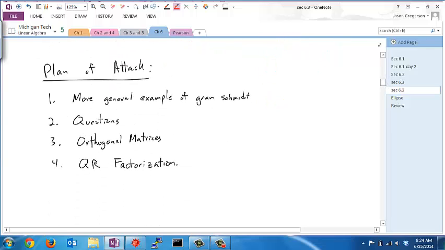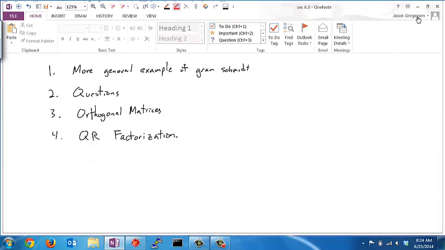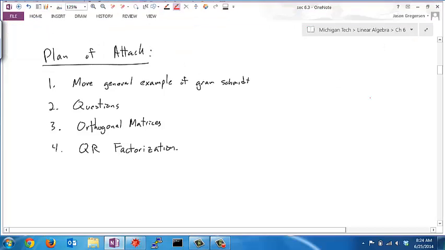So our plan for today is to look at one more general example of Gram-Schmidt. After that, I'll open up to questions if you guys have any questions about anything so far. And then we'll move on to talking about orthogonal matrices and the QR factorization. Hopefully at the end we'll have a little time to talk about approximation using the projection. That's our plan for today.